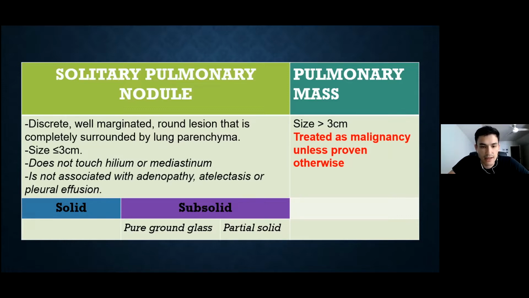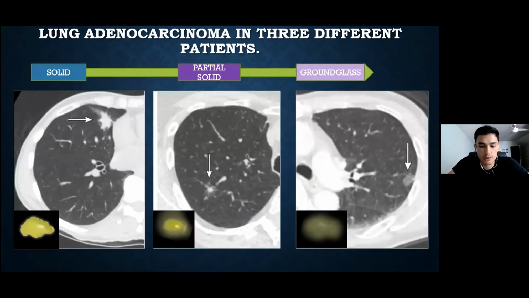It's important to note that a solitary pulmonary nodule does not touch the hilum or the mediastinum and is not associated with atelectasis, pleural effusion, or adenopathy. Solitary pulmonary nodules are further classified as solid and subsolid, and the subsolid nodules are subdivided into pure ground glass and partial solid. In the first image is depicted a dense nodule with irregular margins. This is consistent with a solid nodule.